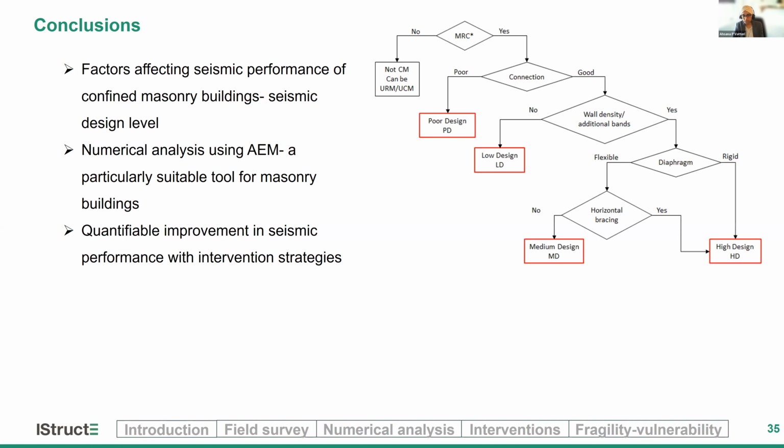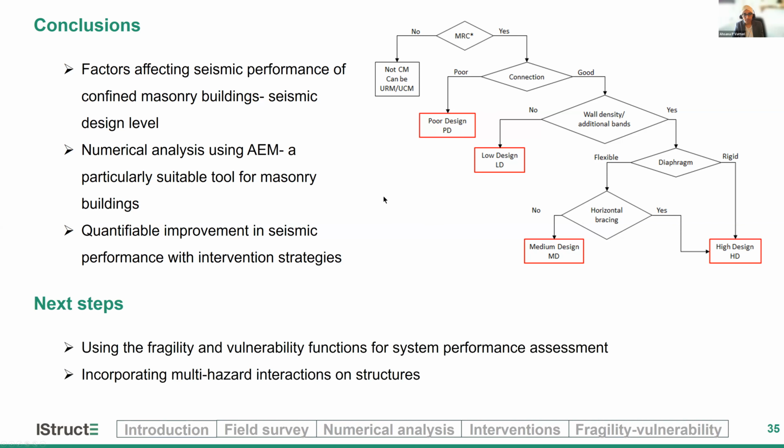Based on this, a decision chart was prepared to understand what is the available design level of these confined masonry buildings, purely based on visual inspection. So if you can identify that there are good connections, required wall density or additional bands, and the nature of diaphragms, whether there is a horizontal bracing or not, based on these parameters, we can then assign a seismic design level.